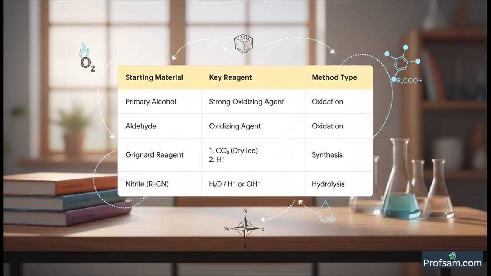So how do you choose which path? It's simple. If you have a primary alcohol or an aldehyde, oxidation is your direct go-to method. But what if you need to make the carbon chain longer by exactly one carbon atom? That is the special power of the Grignard route. It adds a carbon. And if your synthesis starts with a nitrile, then simple hydrolysis is the most direct path. You see? Four different starting points, all leading to the same valuable product.